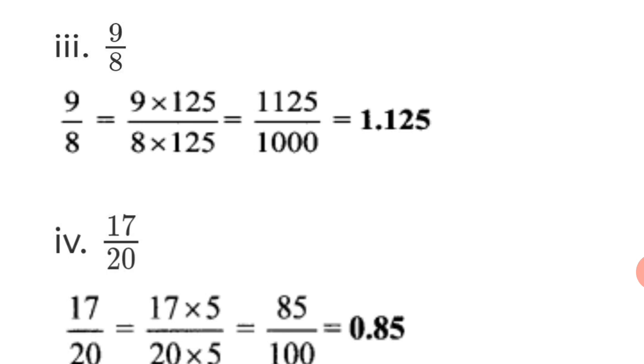Fourth sum, 17 upon 20. Now 20 is there in the denominator. We can make it 100 when multiplied by 5. So whenever you get 20 in the denominator and you have to make it a decimal fraction, you have to multiply by 5. So 17 upon 20 multiplied by 5 gives us 85 upon 100 and this is equal to 0.85. Okay.